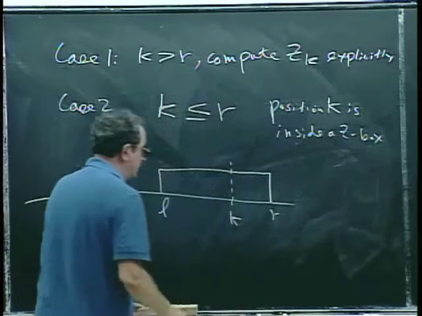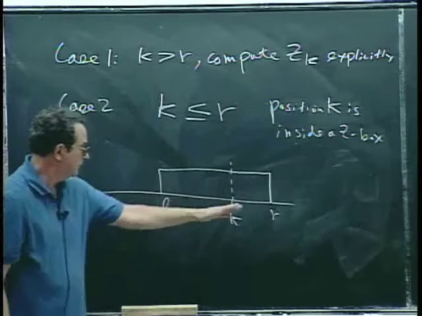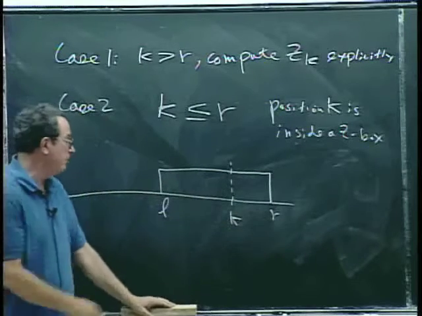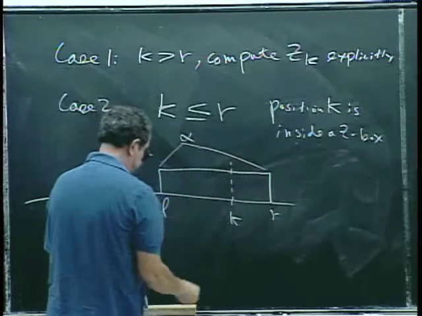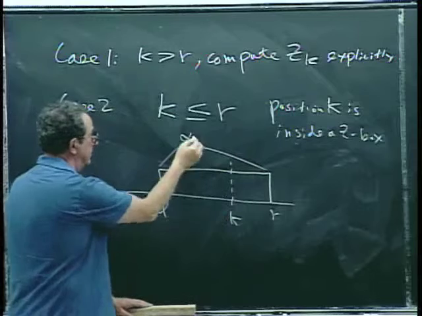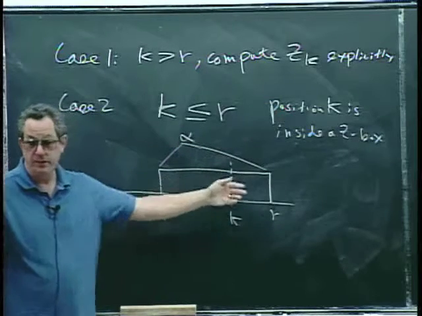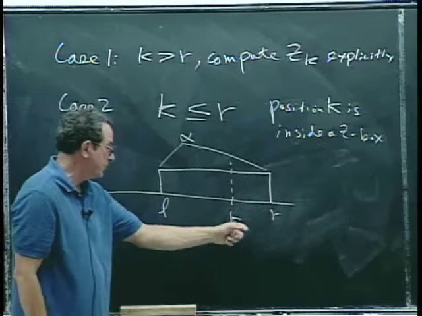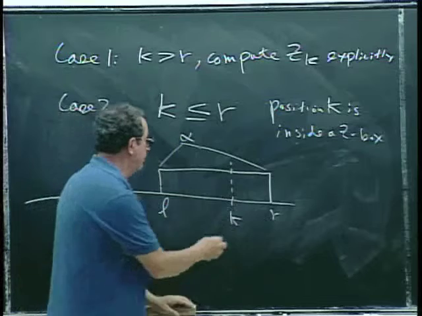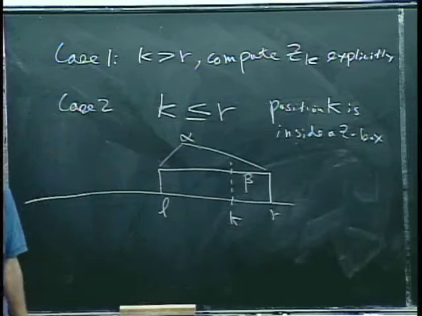Okay, so if we give this string here from position L to position R a name, we'll call that alpha. And for this portion of it that goes from position K to position R, we'll give that the name beta. Okay, so we have two strings there.